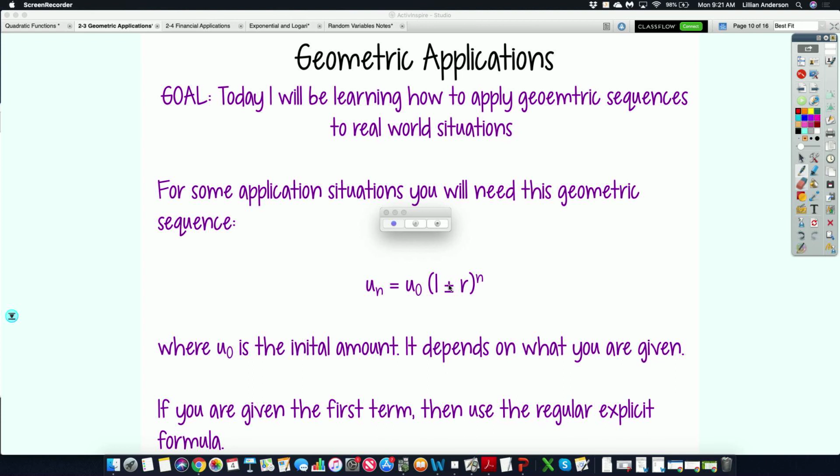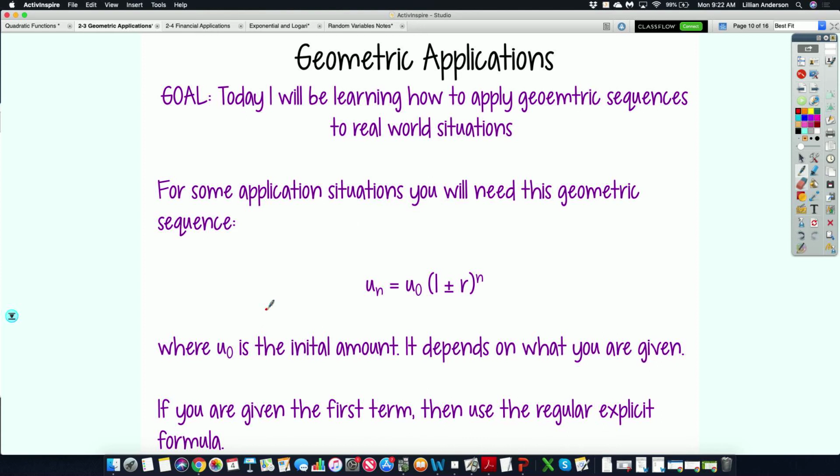Today we are talking about geometric applications, applying geometric sequences and series to real-world situations. Okay, so these are the types of problems, just like with arithmetic, that deal with geometric this time. Out there in the real world, population growth, et cetera, et cetera. Now for some of your application situations, you'll need to use this geometric sequence instead of what we already know is our explicit formula.